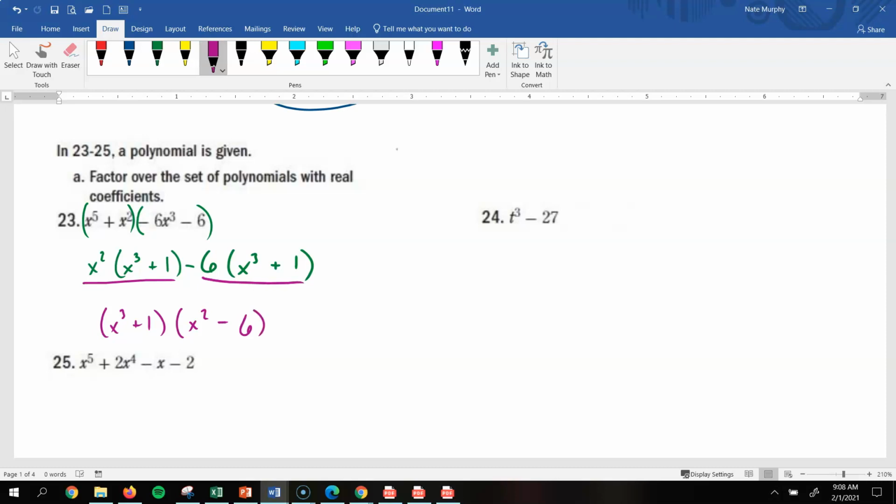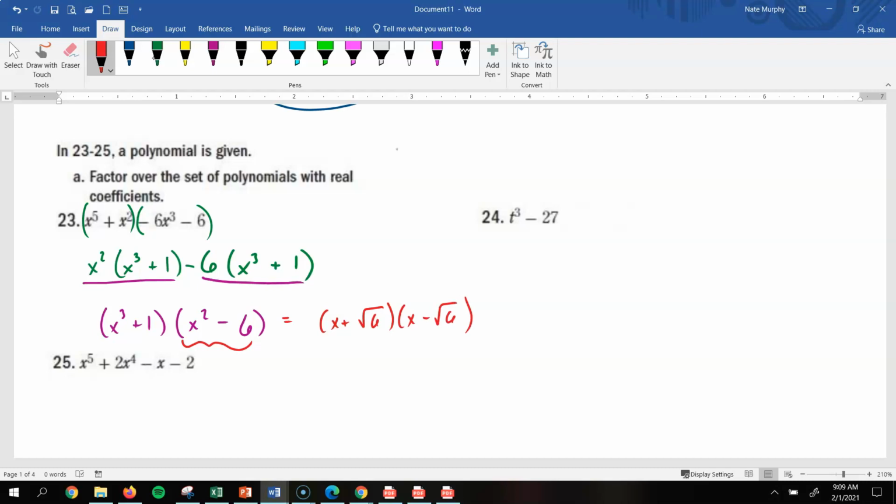Now when it says factor it with real coefficients, I want to look to see, can this factor down any further? And let's start with the x squared minus 6. I guess we can with real coefficients, sorry. That would factor down, because we could take the square root of 6. I'm going to start with that piece first. So this one would factor down to be x plus square root of 6 times x minus the square root of 6. Now let's look at the x cubed plus 1.